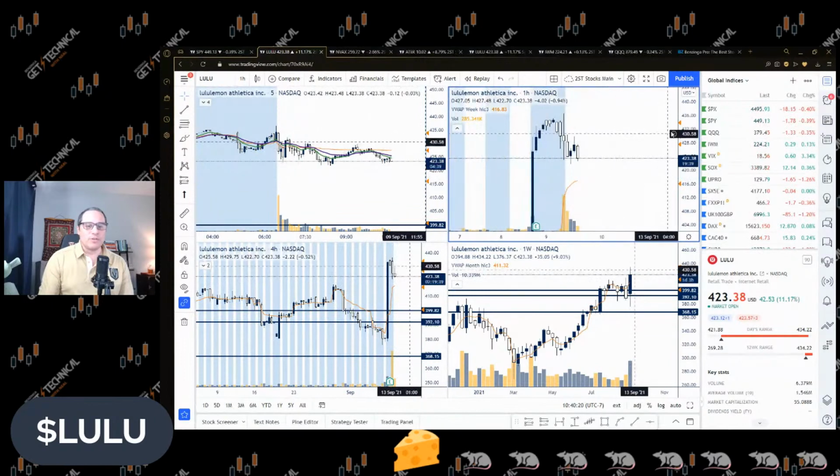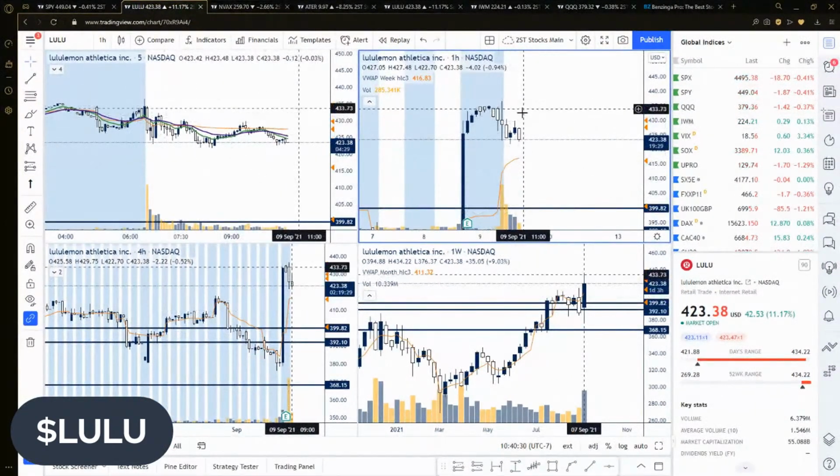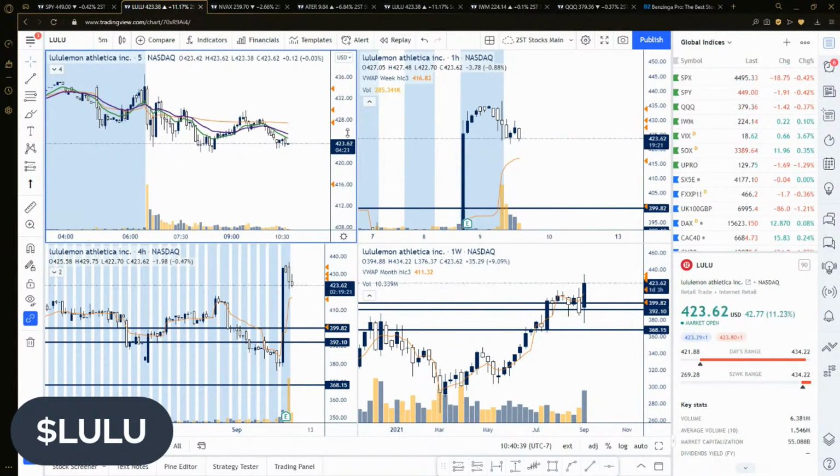But I think Lulu's going to fade a little bit. Do I think it's going to fade all the way back to 400? No, not by tomorrow. Could it by next week? Possibly. If we pumped in this much volume today and it's not gaining on the day, that tells me that it overshot. So I look at that and I look at Lulu, I think it's a fade. So that's my second play.